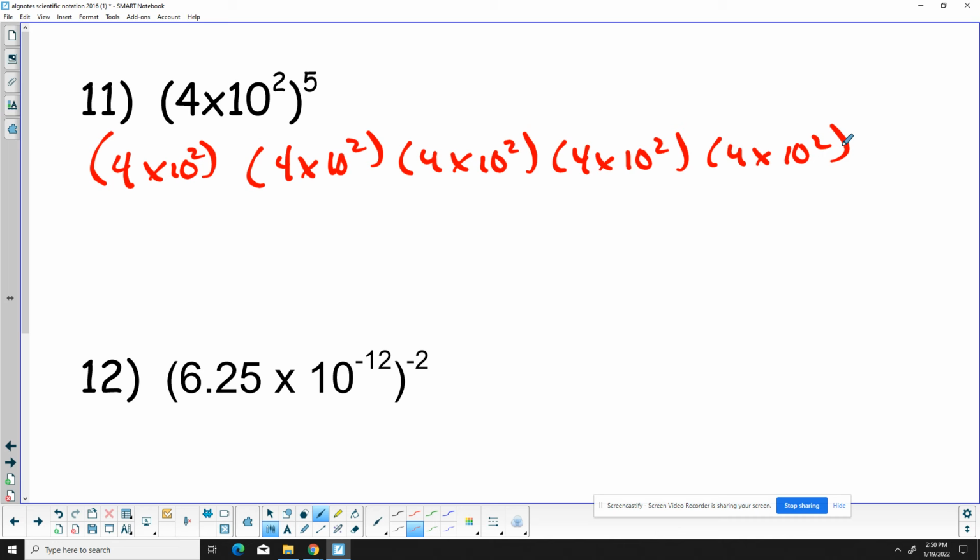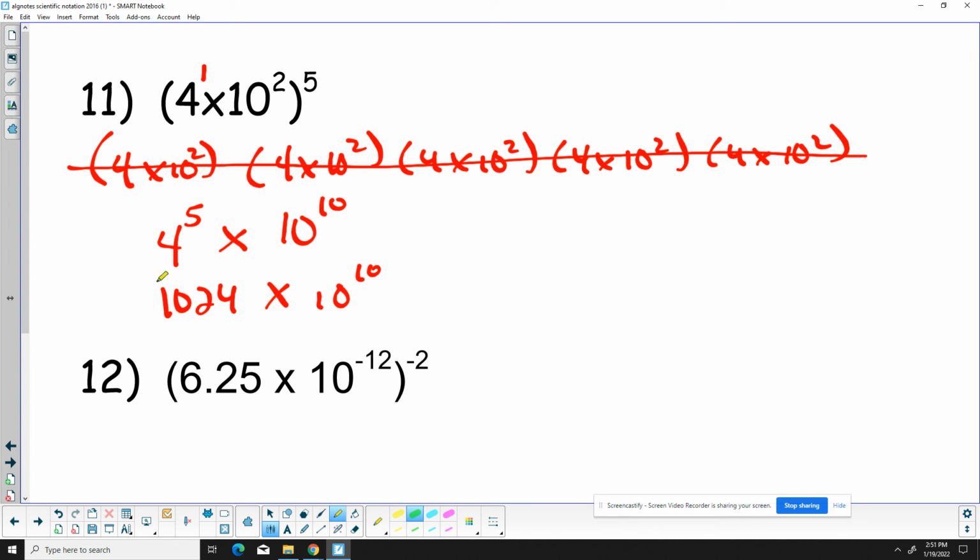Whew, that would be a lot to write down. So instead of doing it this way, I'm going to use my power to a power rules. Remember, I write down the base. This is an exponent of 1, and I multiply 1 times 5. And I write down the base, and I multiply 2 times 5. And then I'm going to use my calculator for 4 to the 5th power. So that's 1,024.